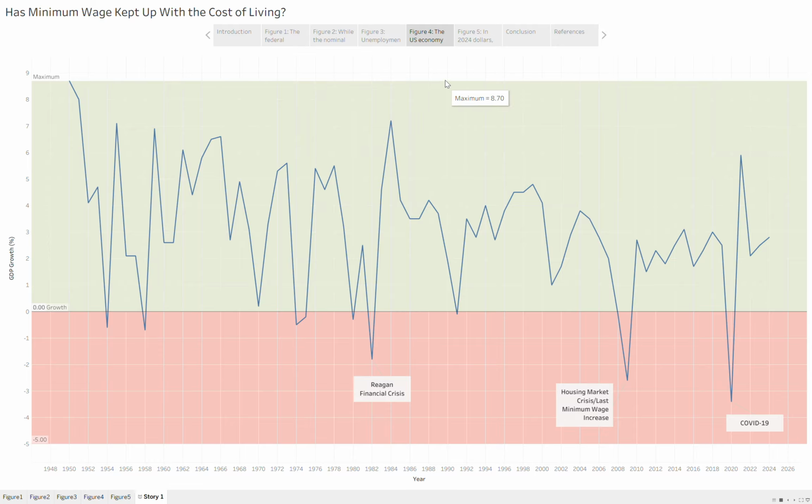Let's take a look at our next figure. This represents GDP growth from 1950 to 2024. And you can see that the US economy has pretty consistently been growing. As long as we're above zero, we're growing. There are three major periods, which we highlighted in the last figure, that indicate some of the low points. But the key takeaway here is that economic growth alone has not translated into higher wages for lowest paid workers. The economy grew, but minimum wage did not share that growth.